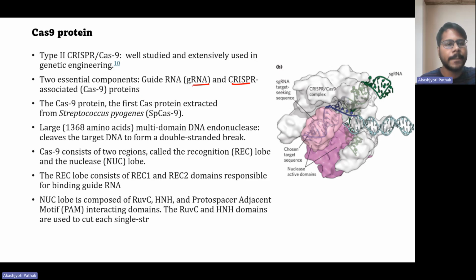So if you see, this is the structure of the Cas9 protein in complex with the guide RNA, single guide RNA. This figure is taken from the book Biochemistry by Lehninger. The Cas9 protein was first extracted from the bacterium Streptococcus pyogenes, that is why it is called SpCas9. It is a large multi-domain DNA endonuclease. Its main function is to cleave the DNA. It will cause double-stranded breaks in the DNA.